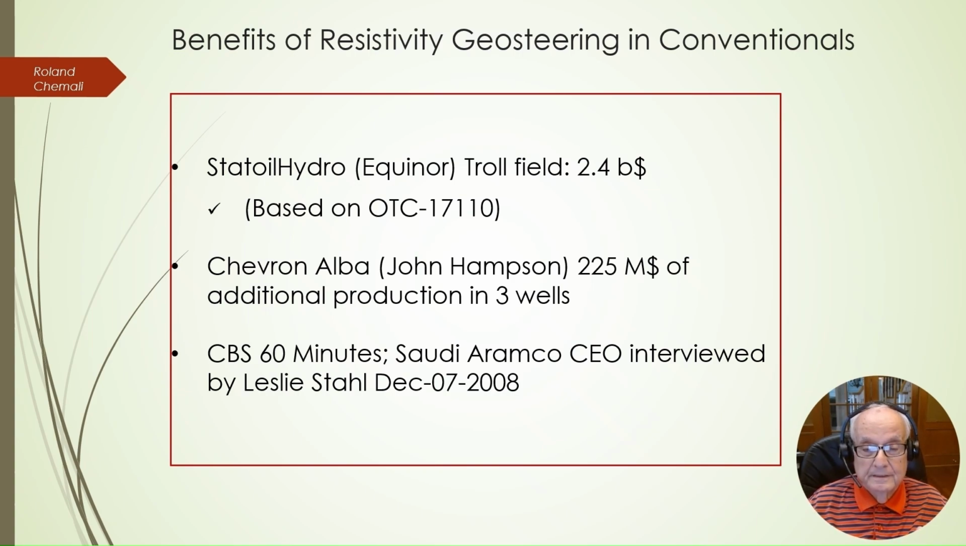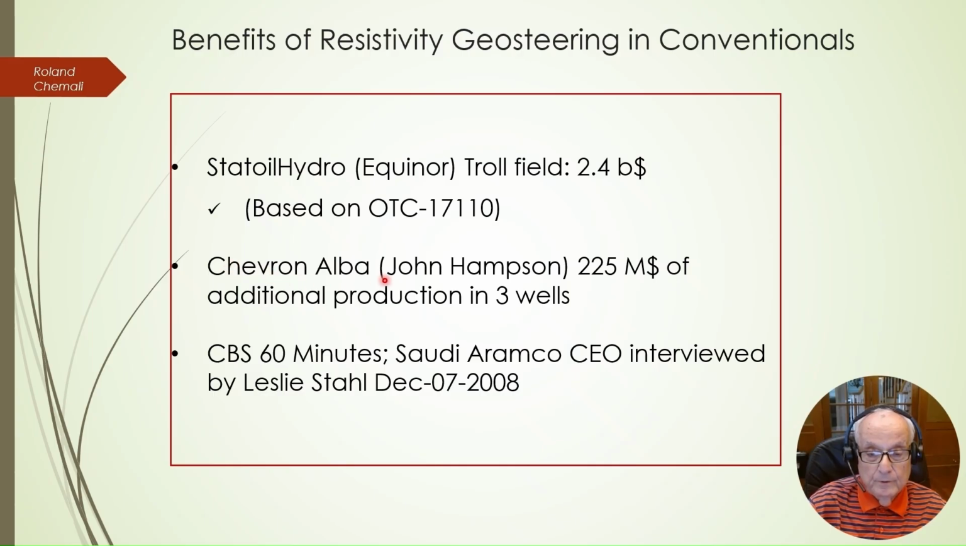The first one is based on an OTC paper, OTC 17110, by Equinor, Statoil Hydro at the time, in the Troll field. Because of geosteering, Statoil says that they were able to recover an additional $2.4 billion worth of oil, which is quite considerable from the Troll field.